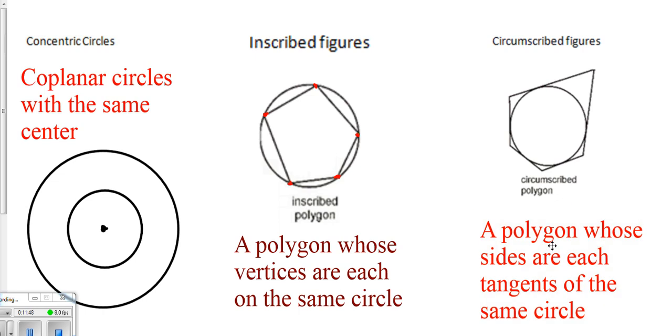Kind of similarly to that, circumscribed is a polygon whose sides are each tangents of the same circle, meaning each of these sides intersects the circle at only one point, right here, here, and here. So it's like the circle is now inside of the figure. That figure is outside of the circle. It is circumscribed. It goes around the circle, essentially.